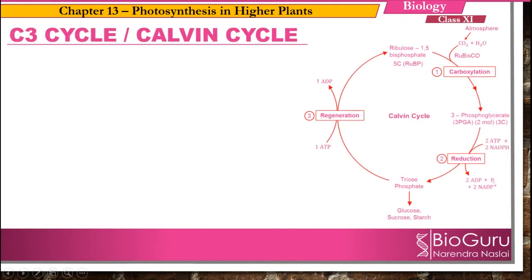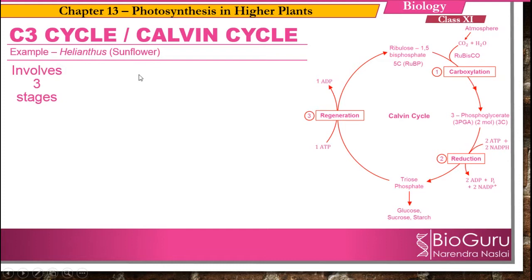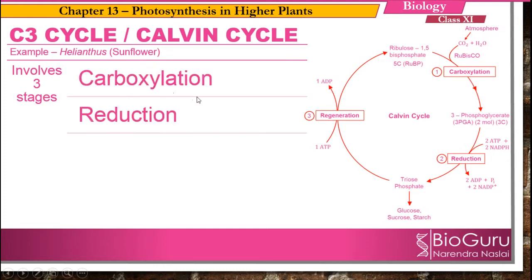Okay, now let us study C3 cycle, which is also known as Calvin cycle. As I already told you, C3 cycle is seen in all photosynthetic plants. Here we'll take the example Helianthus, that is sunflower. We can study this C3 cycle under three stages, that is carboxylation, reduction, then regeneration. What are those stages? Carboxylation, reduction, regeneration. Here we'll understand all these three stages.